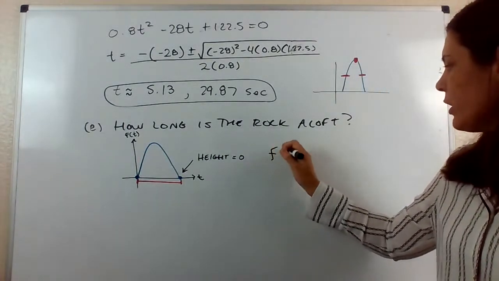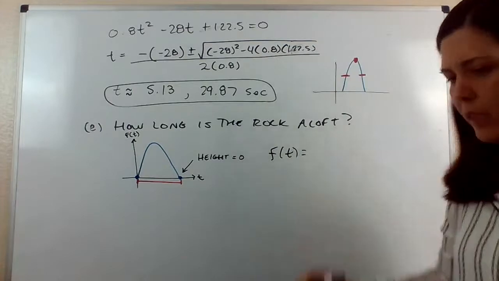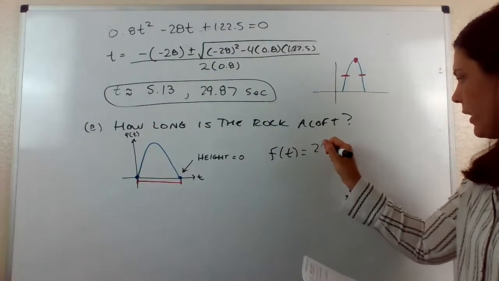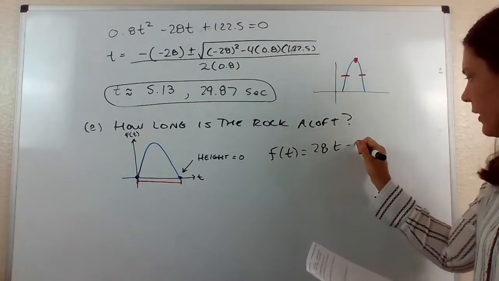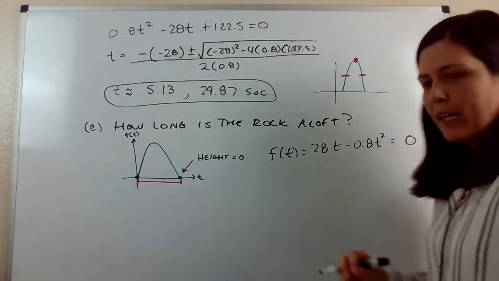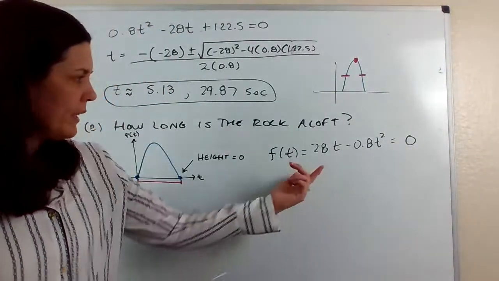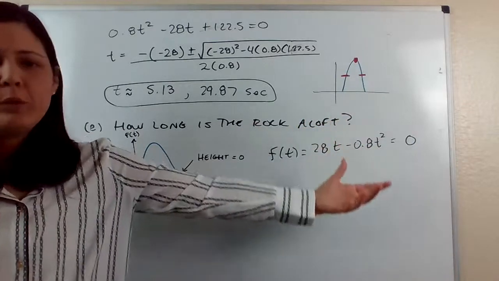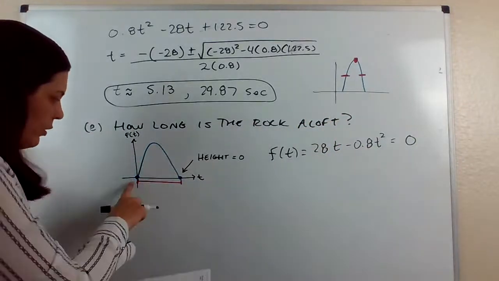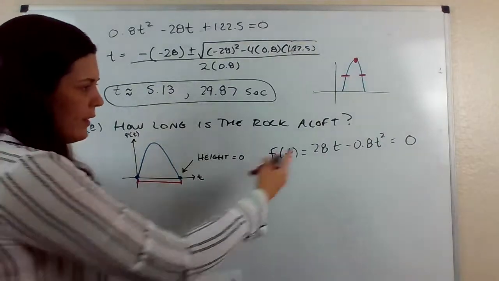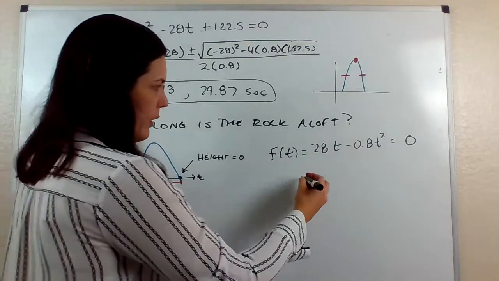We have our height function, f of t. I erased it. f of t was 28t minus 0.8t squared. And we know that we want this to be 0, because then it's back on the ground. It's 0 when we start, but it's 0 when we end as well. So it's 0 height here and here. And then this is a quadratic equation again. This one actually factors, so we can solve it by factoring.